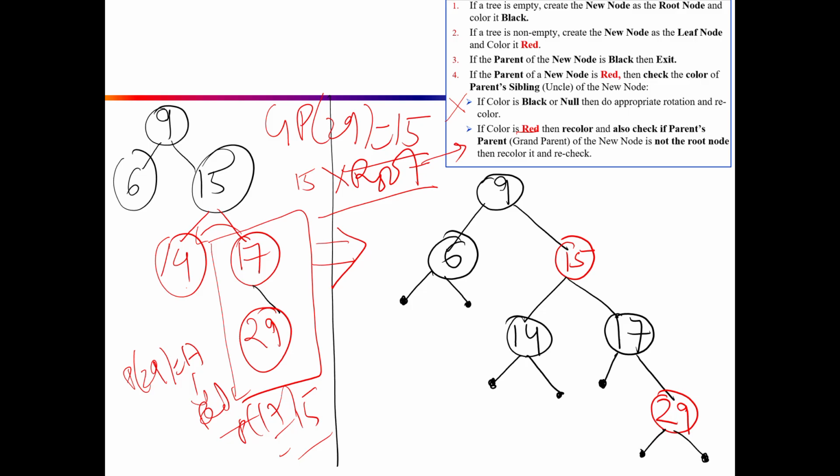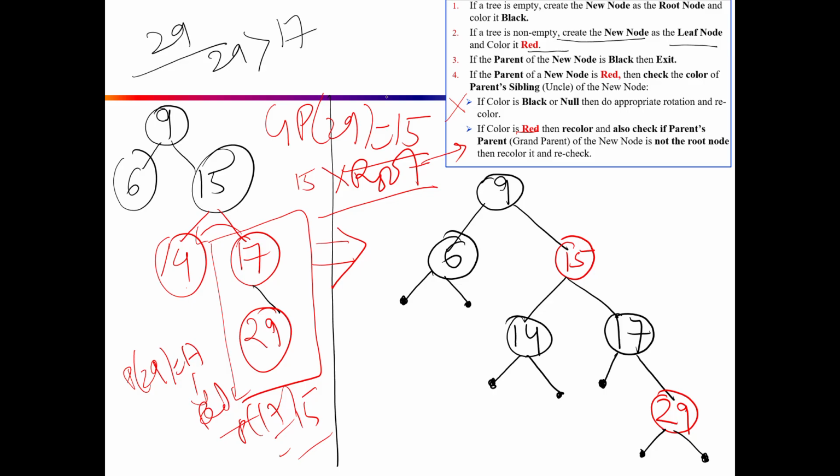So I'm again repeating that the moment we inserted 29, because 29 is greater than 17, we inserted it towards the right position, because the tree was non-empty. So when the tree is non-empty, create the new node as the leaf node and color it as red. So we inserted 29 and colored it as red. So we encountered that two consecutive reds are noticed.